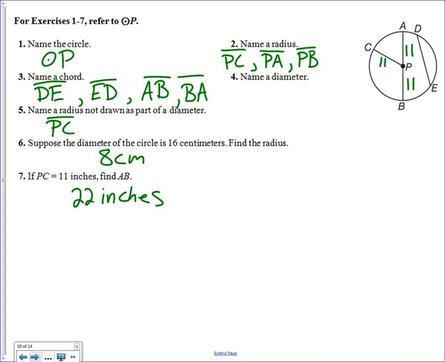I'm jumping all around here. I apparently missed number 4. Number 4, name a diameter. We did talk about it. That's AB, or you could say BA. Sorry about that.